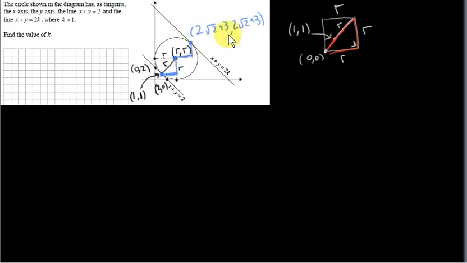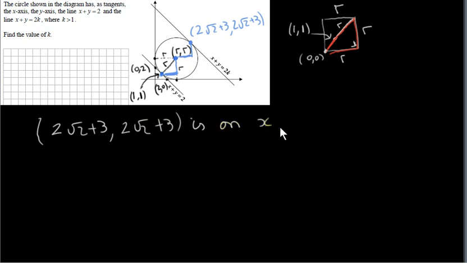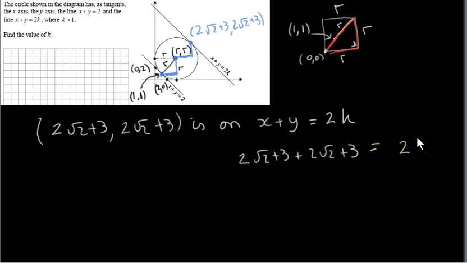So now we just use the fact that this point is on the line. 2 root 2 plus 3, comma 2 root 2 plus 3 is on the line x plus y equals 2k. So that means if we plug 2 root 2 plus 3 in for x and 2 root 2 plus 3 in for y and add them together, we must get 2k. This point has to satisfy this equation.